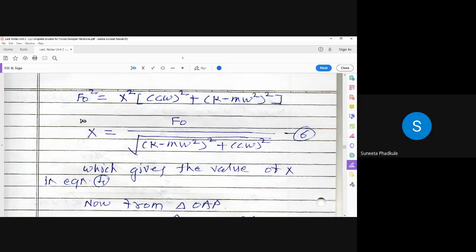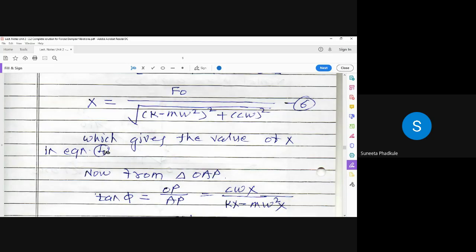X square you take on this side. So x square is equal to F0 square upon this term. Everything I have taken the square root. Therefore, x is equal to F0 upon square root of, because this is the complete one term. You cannot take the square root of this one by removing the 2. No, it is a complete one term. So it is a complete square root of (k - mω²) bracket square, see here, plus (cω) bracket square. This term I have written first and this term I have written second. You have to learn by heart like this only.